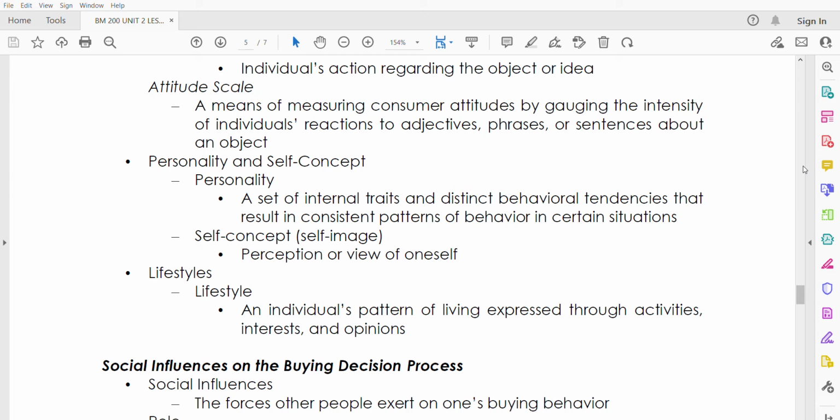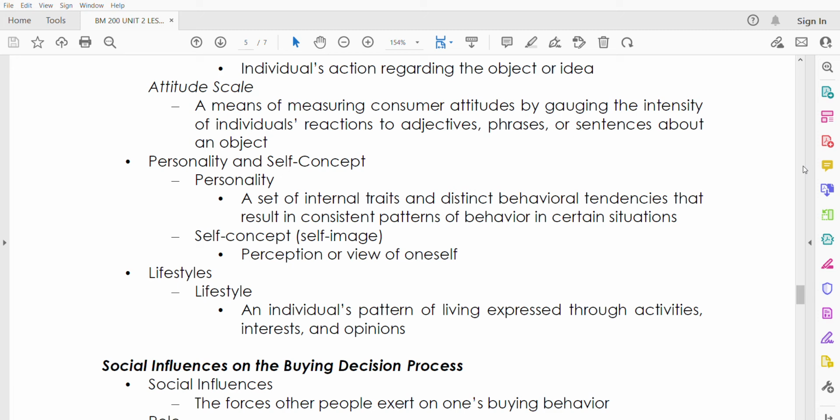Self-concept or self-image, this is the perception or the view of oneself. If you view yourself as a simple consumer, then you would tend to be attracted to simple products. If you view yourself as an extravagant consumer, a big spender, or a sosyal consumer, then you would tend to be convinced or influenced to buy products that would fit your self-image, or how you see yourself. Then lifestyle. So these are individuals' pattern of living expressed through activities, interests, and opinions.